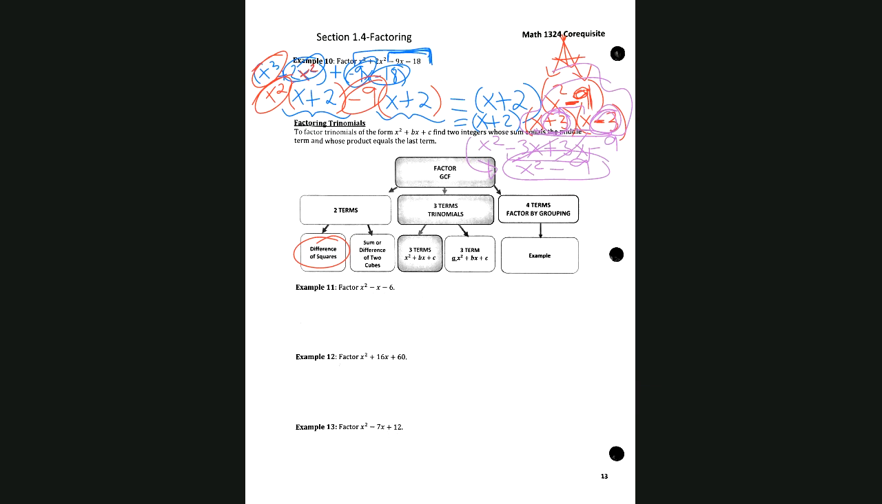So just to summarize this example 10, because I made a mess here. The complete factorization of it will be these 3 factors. So it will be x plus 2 times x plus 3 times x minus 3. And that is the end for that problem.